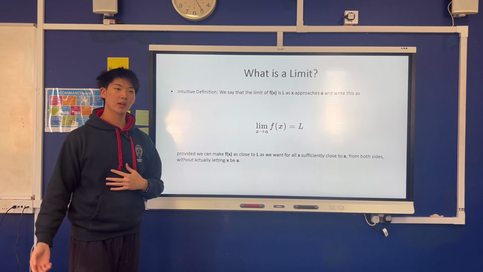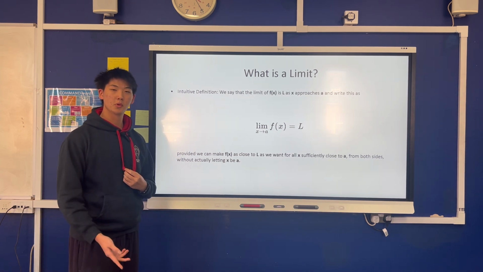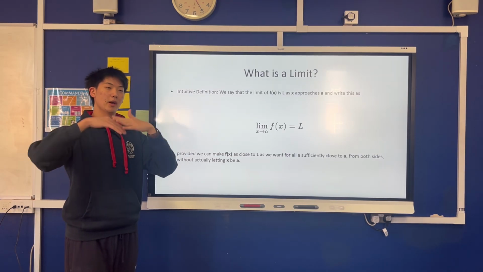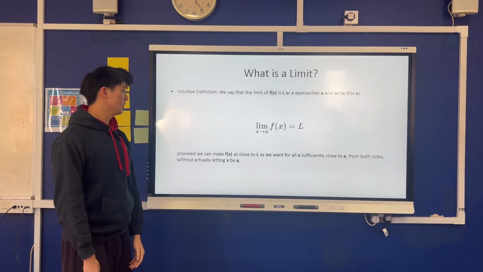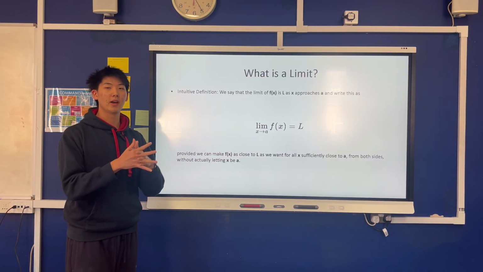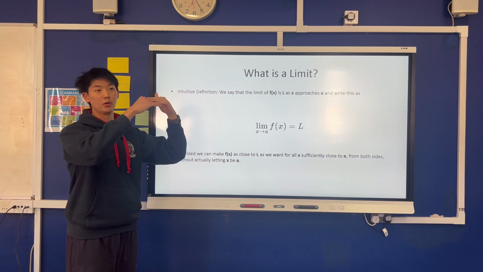I'm sure you guys have seen it in differentiation from first principles, as h tends to 0, the distance, and then we get the gradient basically. So as long as we can make x really close to a, then we can get f of x really close to the L value, the limit.